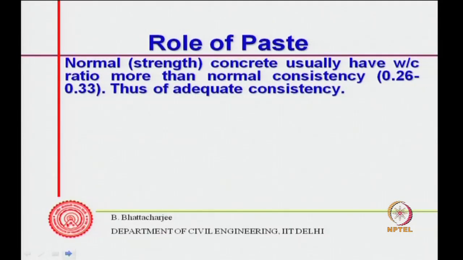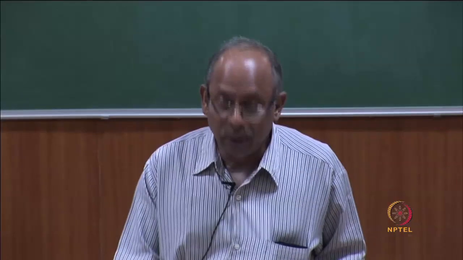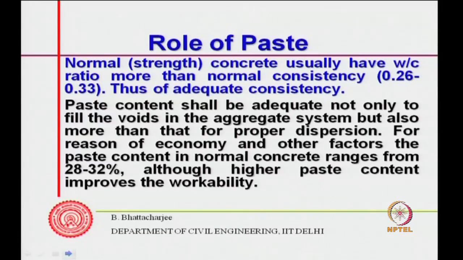Normal concrete of course has a water cement ratio of 0.26 to 0.33, which is actually normal consistency, thus the paste will have adequate consistency. It is in high strength concrete that you have to look into this. Paste content shall be adequate, not only to fill the voids in the aggregate system, but also more than that required for proper dispersion.